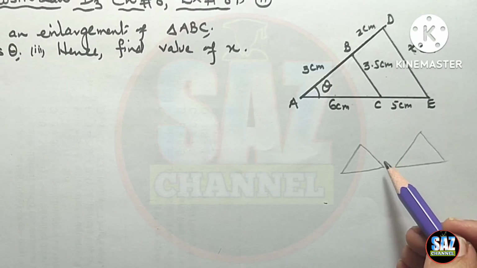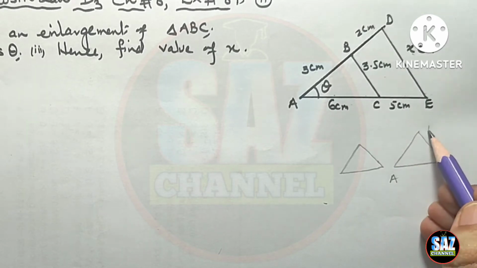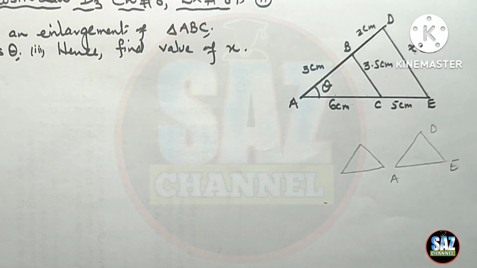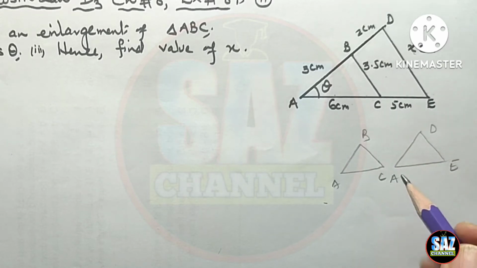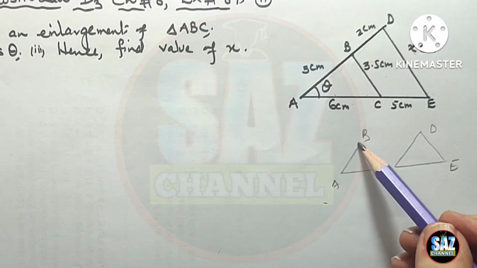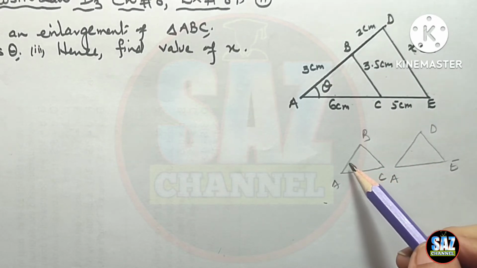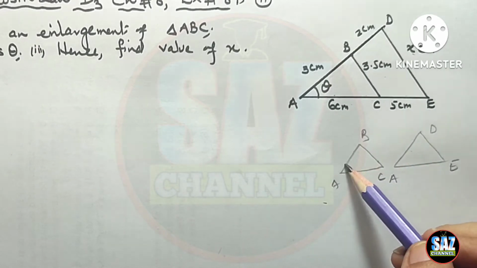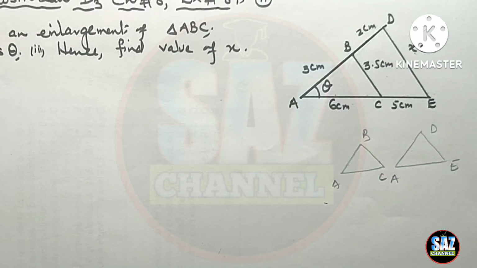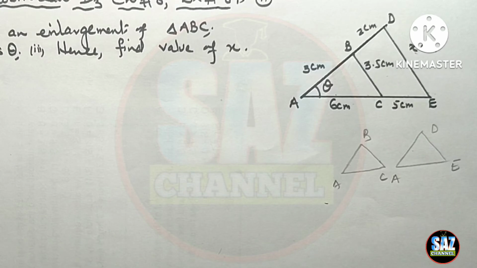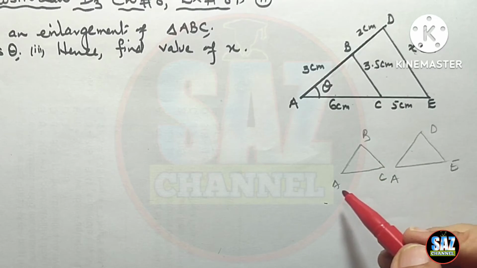So in order to find whether triangle ADE is the enlargement of triangle ABC or not, we will be finding the ratio of the corresponding sides, and we have to see whether the ratio of the corresponding sides is equal or the scalar multiple of each other or not. If this happens, then the triangle ADE will be the enlargement of triangle ABC.